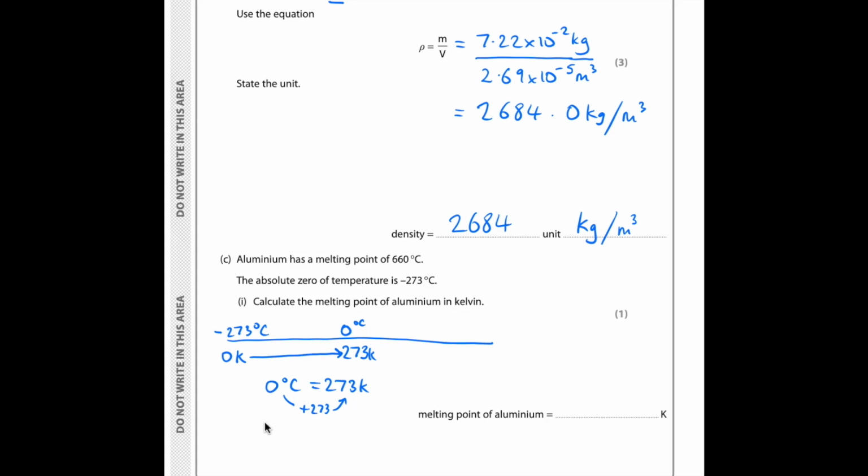So we've got 660 degrees C. We'll need to add 273 to that, and we'll get our answer in Kelvin. And that comes out as 933 Kelvin. And obviously, if you want to go from kelvins back to degrees C, you would take away 273.